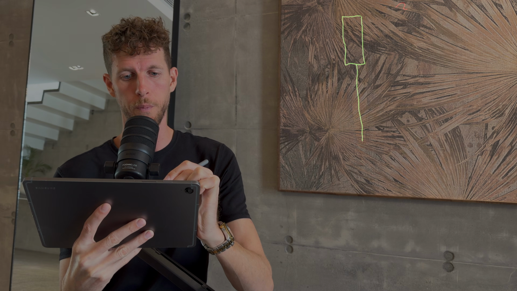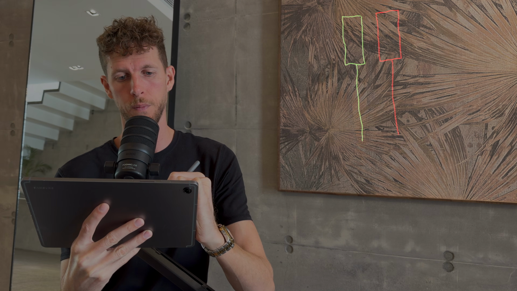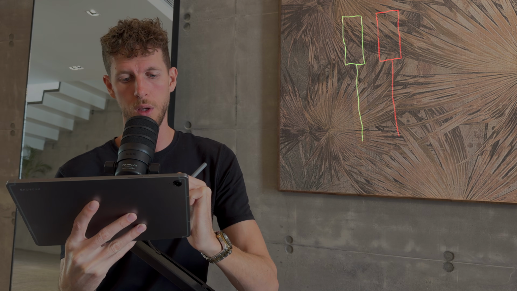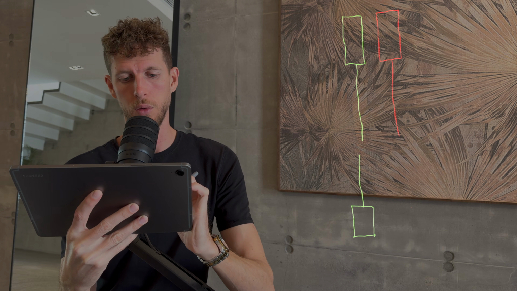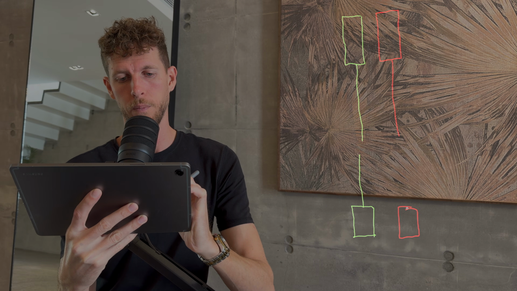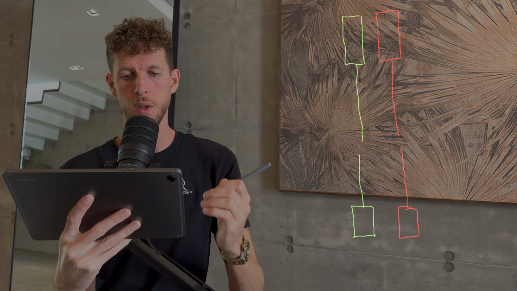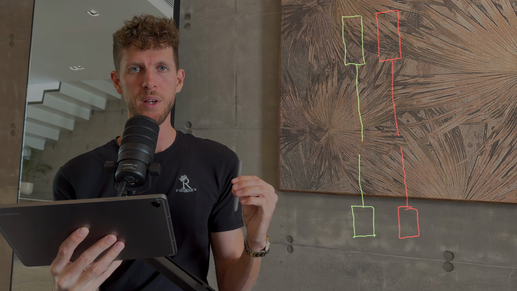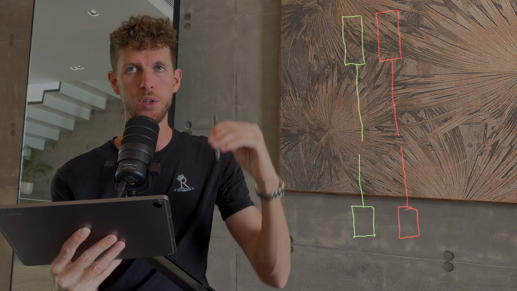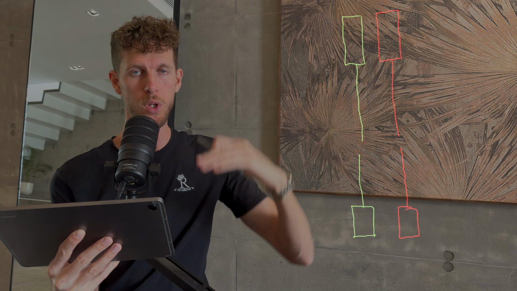This here is your bearish low test, and this here will be your bullish high test and your bearish high test. So what this means is that momentum has come in either upwards for a high test or downwards for a low test.